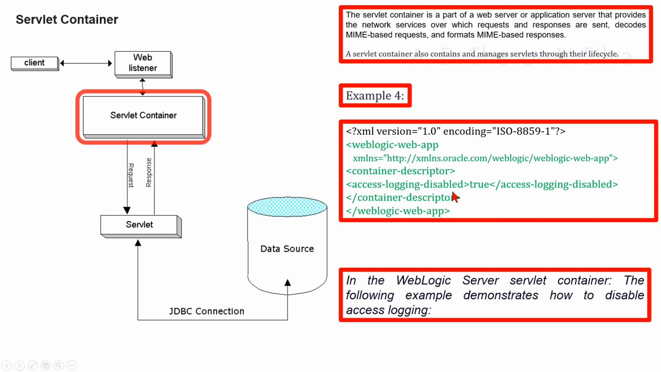Note the access-logging-disabled property functions at the web application level. Therefore, it is defined in the web application. It does not affect other web applications. This property works under both development mode and production mode. Note: to disable logging for an internal application, use the property weblogic.servlet.logging.log-internal-app-access=false.